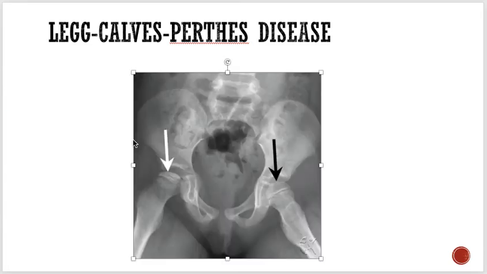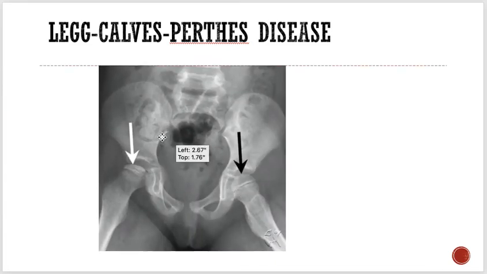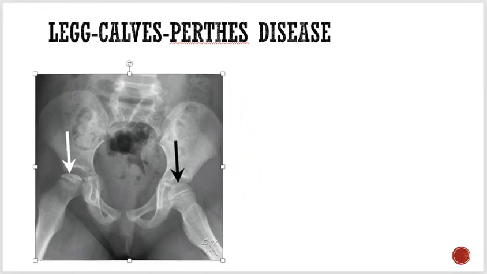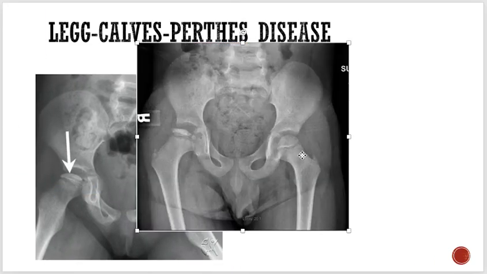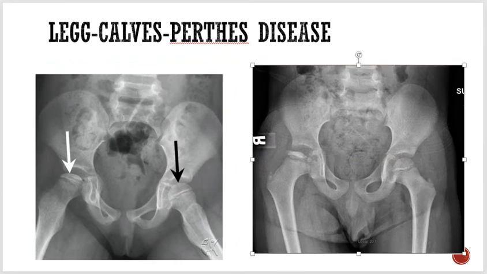I'm showing you this X-ray. Okay, and why I'm showing you this X-ray, the very important thing is what? This is the X-ray of Legg-Calvé-Perthes disease. Basically, what is Perthes disease? This is avascular necrosis of the femoral head or the capital femoral epiphysis.